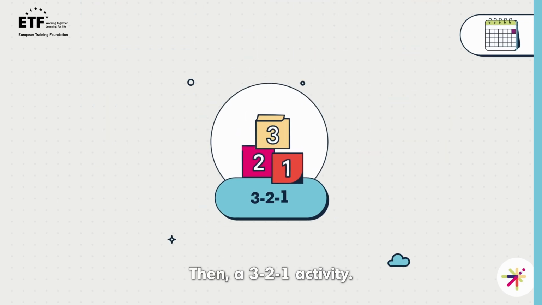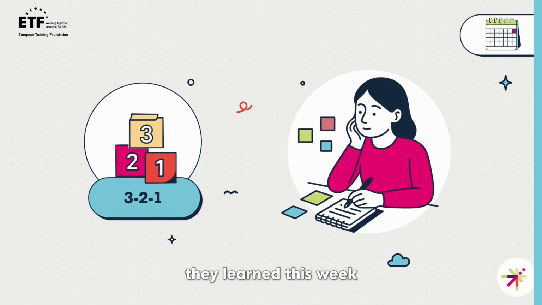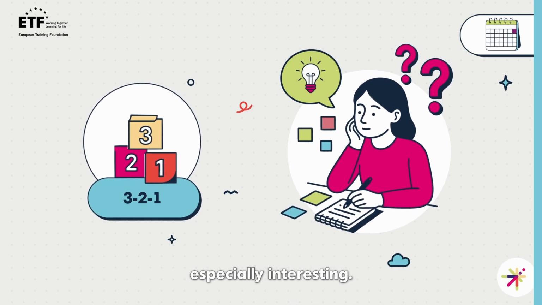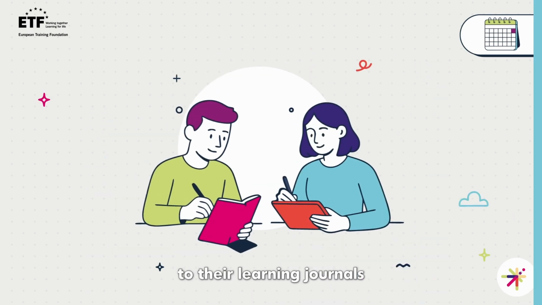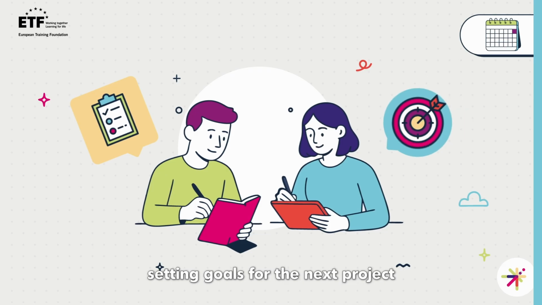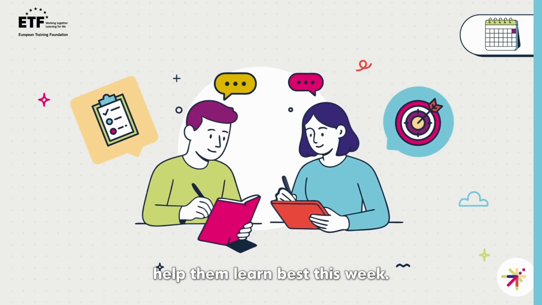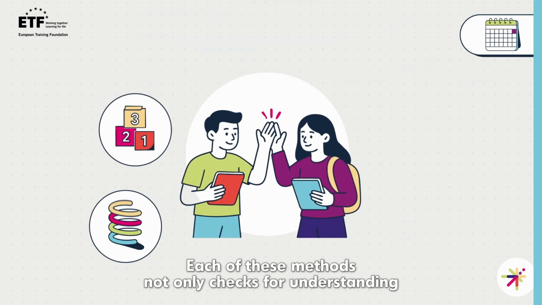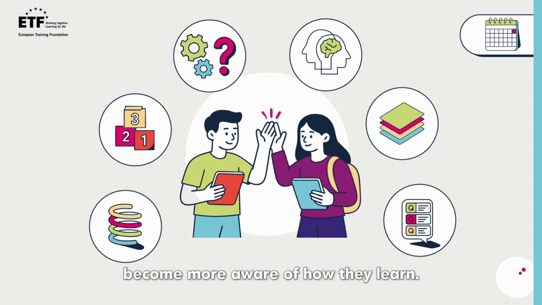Then, a 3-2-1 activity. Each student writes 3 things they learned this week, 2 questions they still have, 1 thing they found especially interesting. Finally, students add entries to their learning journals, setting goals for the next project, and reflecting on what strategies helped them learn best this week. Each of these methods not only checks for understanding, but also helps students become more aware of how they learn.